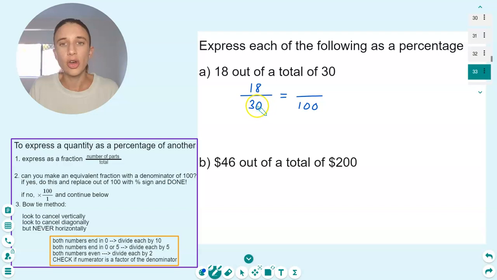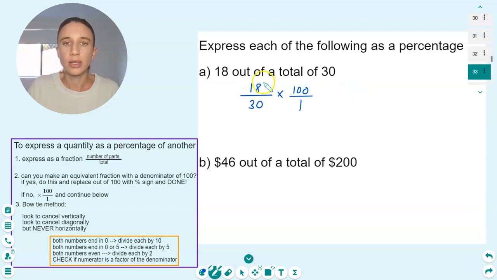So is 30 a factor of 100? It's not, sadly. So we can't do that. We've got to continue and we go to this step. So we're going to times this fraction by 100 on 1. Times it by 100 on 1. And then we're going to look to cancel. So I'm going to look vertically. This is called the bow tie method.